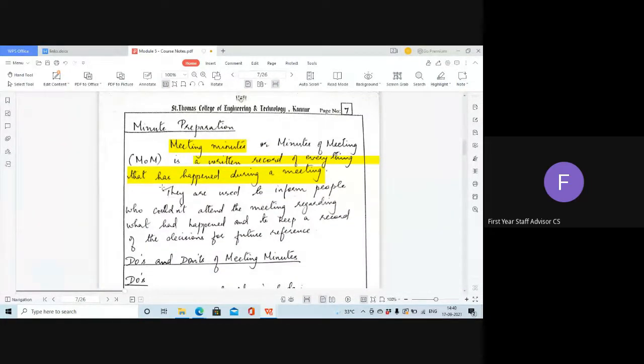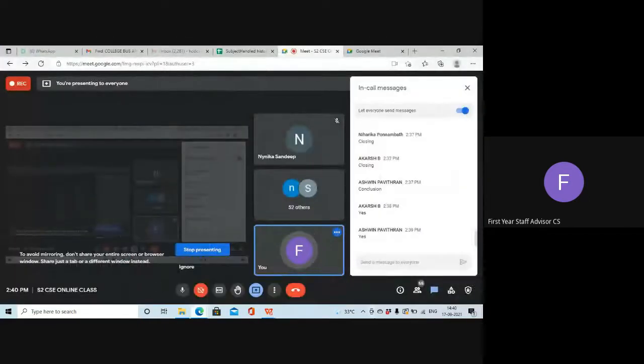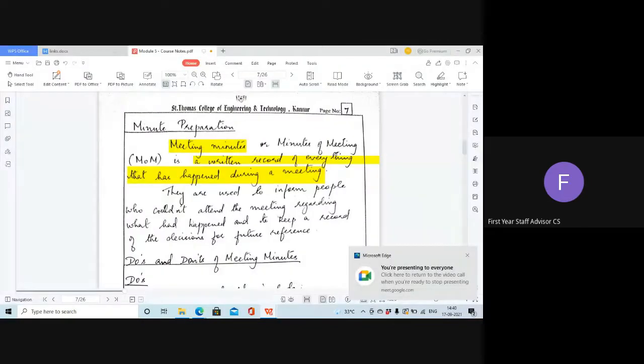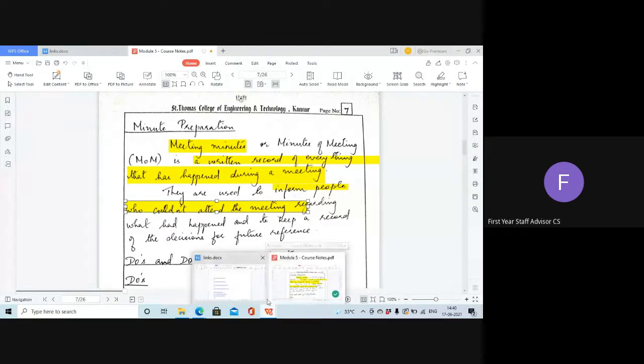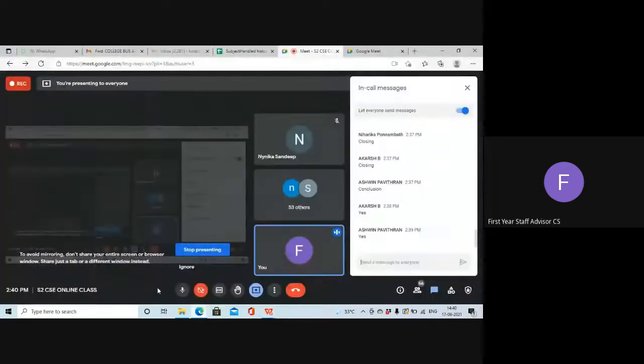Then we write it down. What is the purpose of writing down these minutes? What is the purpose? I have stated it in the second paragraph. That is, they are used to inform people about what had been discussed in the meeting, and you are informing those people who couldn't attend the meeting. And then it is also a record for taking decisions in future. Okay. Is it clear to you? Any doubts?